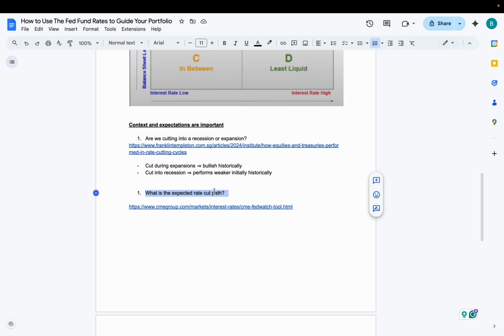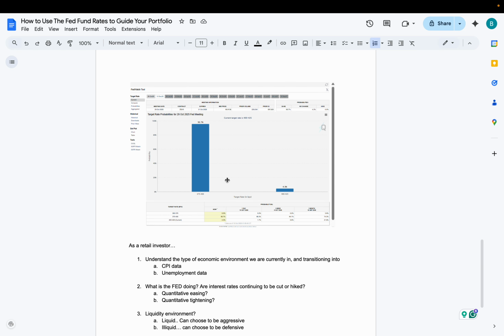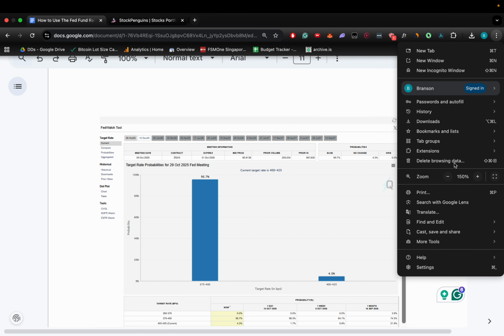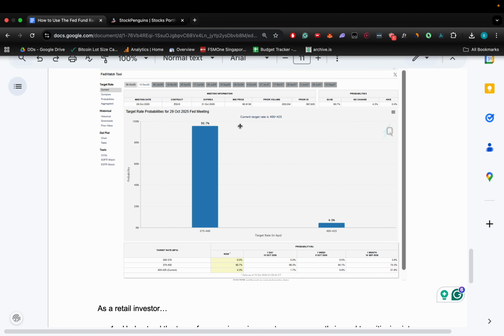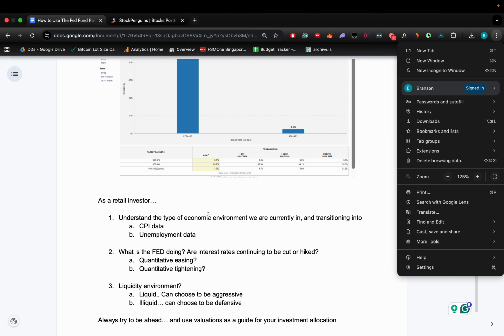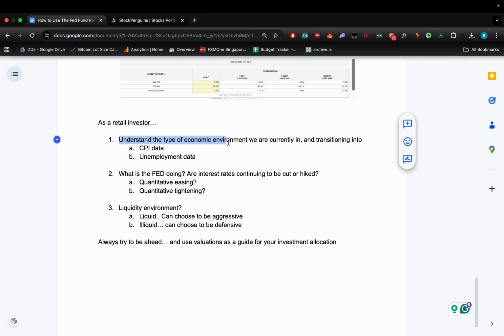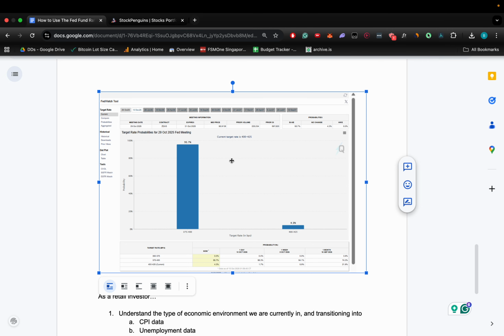And number two, what is the expected rate cut path going ahead? If you use CME's rate cut expectations tool, you can basically see, let me zoom in closer, what is the target rates expected for the next cut. So now everybody's very confident that we're going to see 2 more rate cuts to the end of the year. As a retail investor, it's very important for us to understand the type of economic environment we are currently in and transitioning into. These rate cut expectation bets are basically what the market is thinking of at the moment.